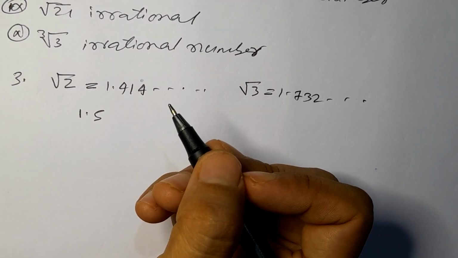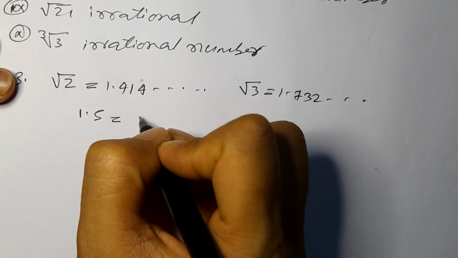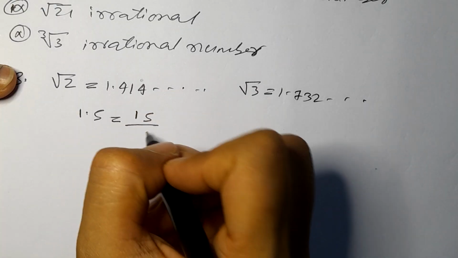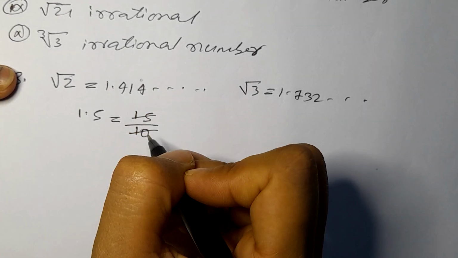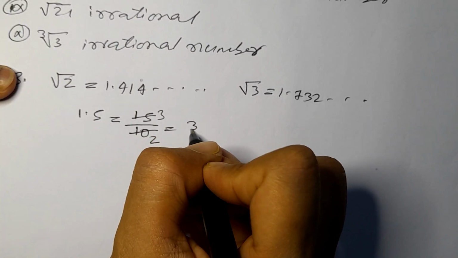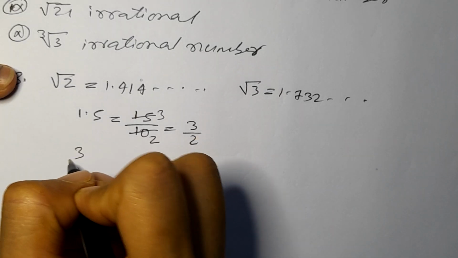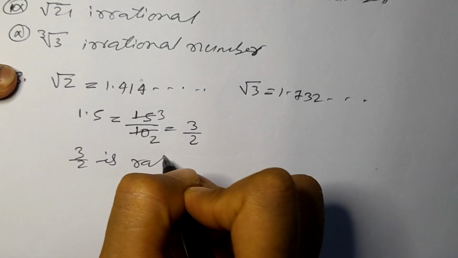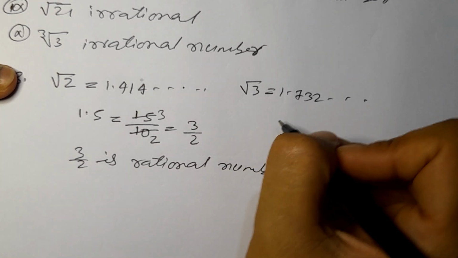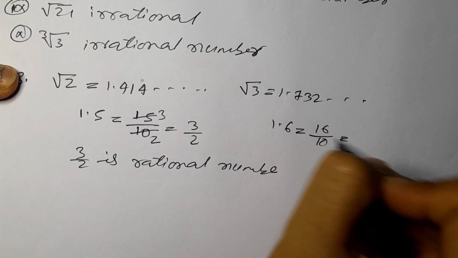A rational number we always write in the form p by q. So 1.5 can be written as 15 divided by 10, because after the decimal there is only one digit. Now cancel it, both are divisible by 5. 5 twos are 10, 5 threes are 15. So it gives 3 by 2. Now it became a fraction, so this is the rational number. 3 by 2 is a rational number. If you want, you can take 1.6 also, which can be written as 16 by 10.